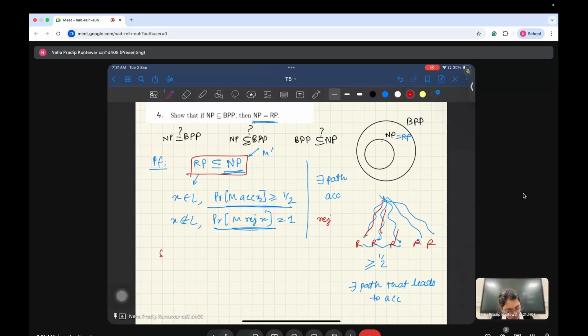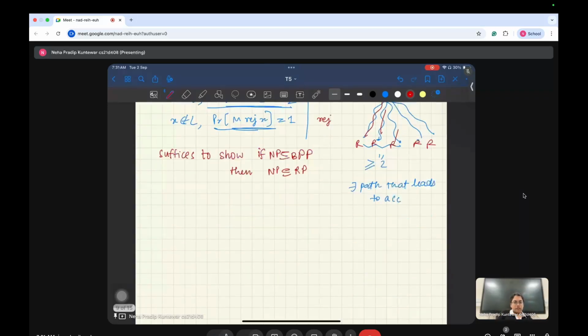So it suffices to show that if NP is contained in BPP, then NP is contained in RP. Okay. So how do we do that?